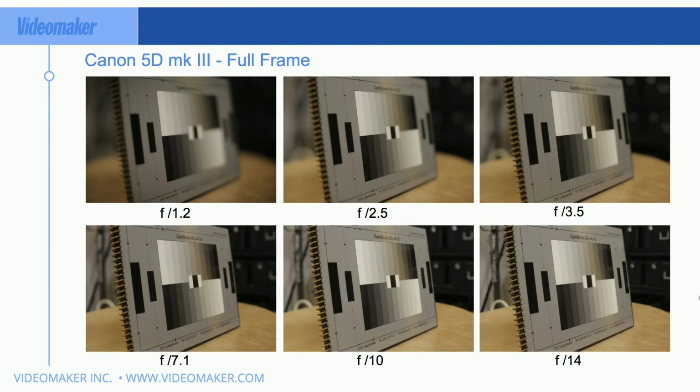Okay, so here's a good example of your different F numbers with a full frame Canon 5D. This is obviously photos, not video, but it's the same idea. Full frame camera with an f1.2 lens, and you can see all of these shots are exposed the same, but you're getting a different depth of field from each one of them. You can't even read the words on that chart until you get to F14.